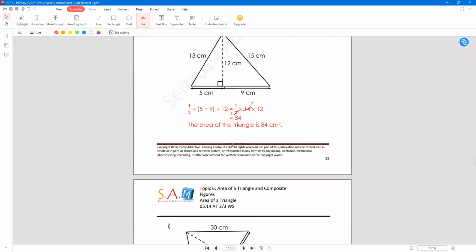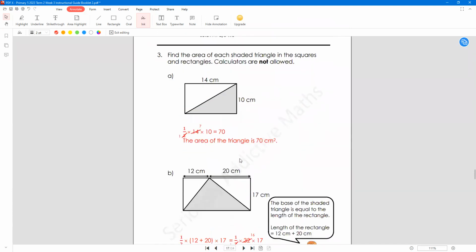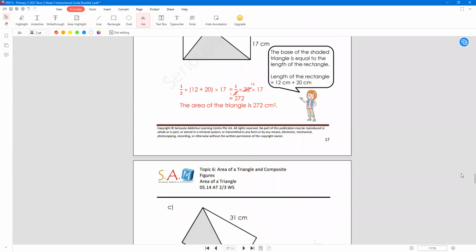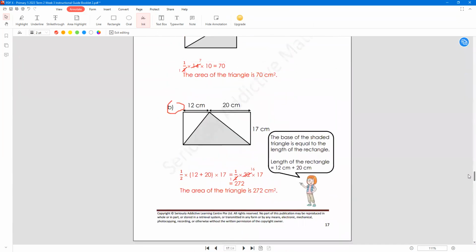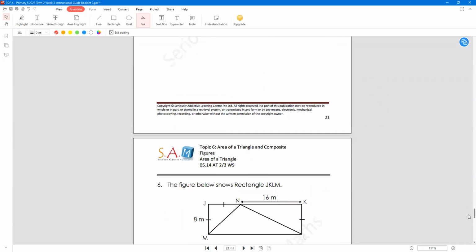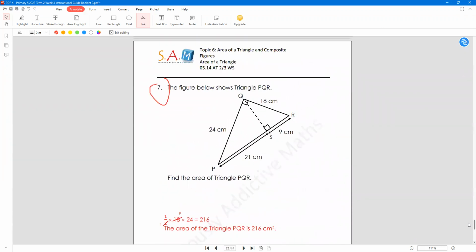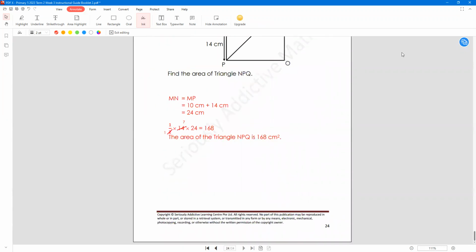I think that's it. Oh, one last question here. Or maybe not. Okay, page 17, 17B. Page 23, question 7. And that's it. Okay, thank you.